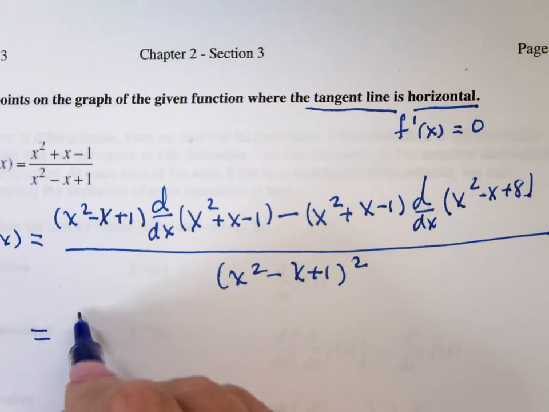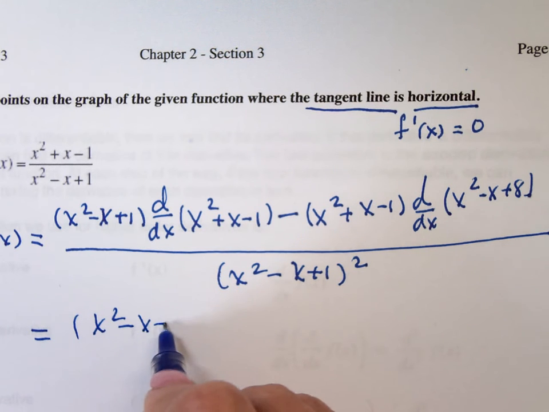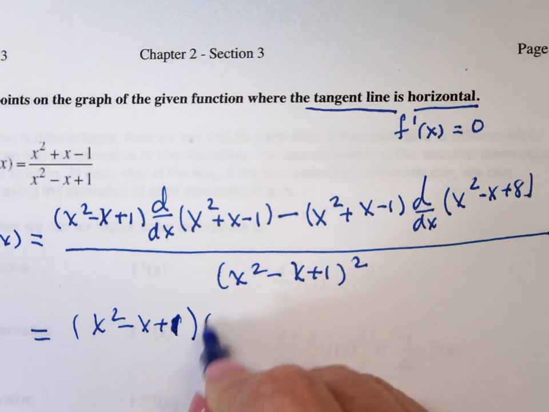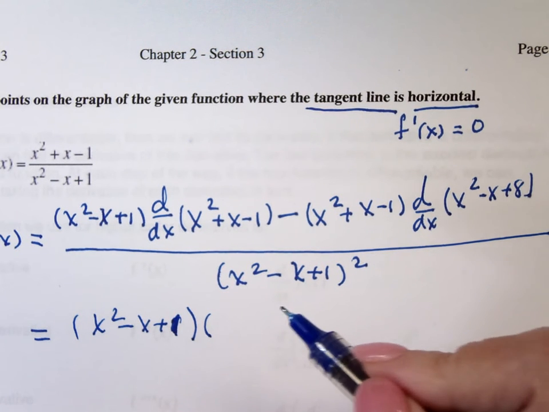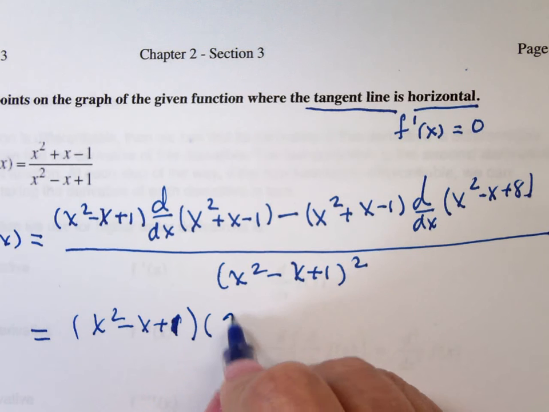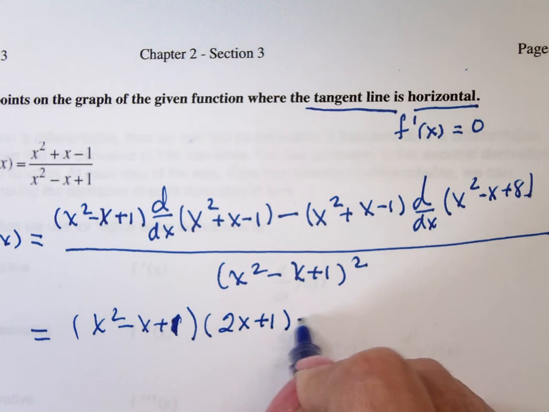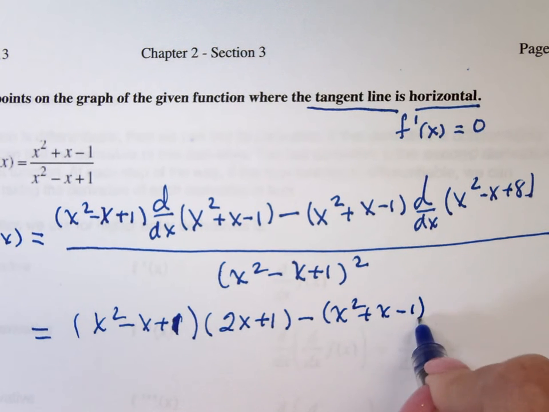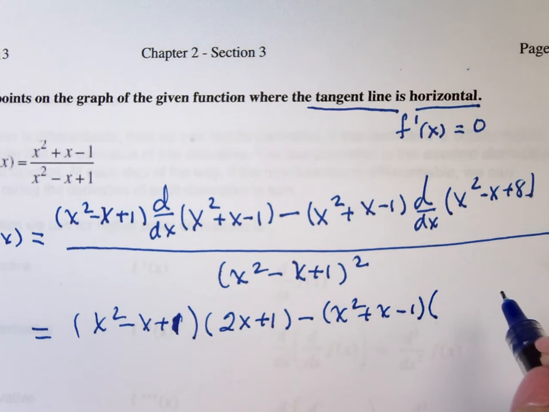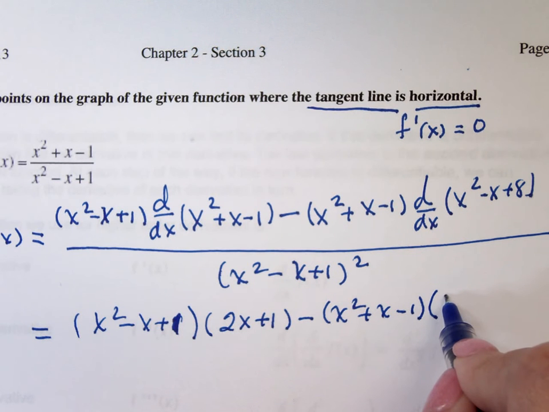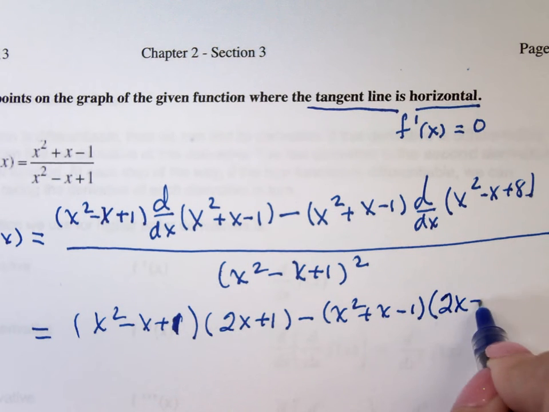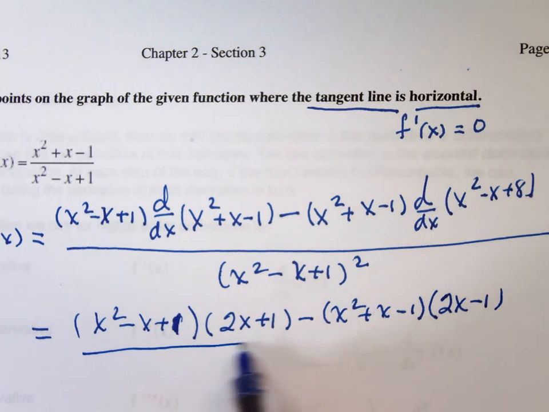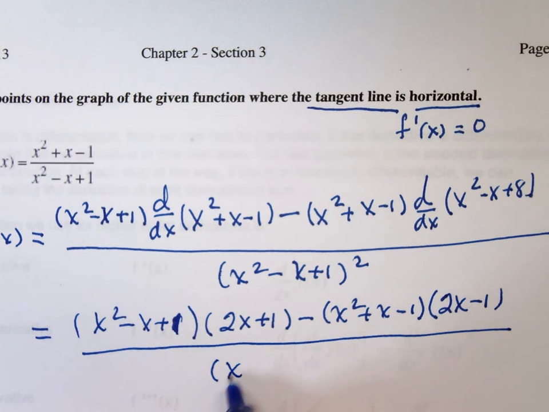This becomes x squared minus x plus 1. The derivative of x squared plus x minus 1 is 2x plus 1, minus x squared plus x minus 1. The derivative of x squared minus x plus 1 is 2x minus 1, all over x squared minus x plus 1 squared.